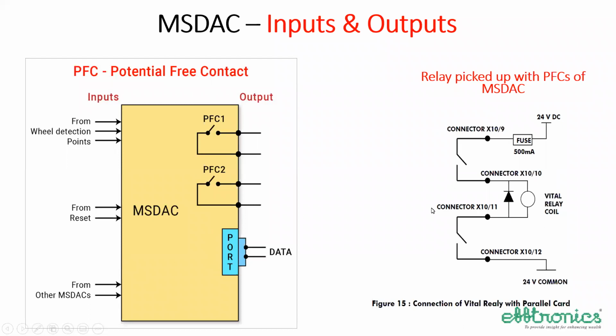We can see the circuit here, how these two potential free contacts are used. Let us say a 24 volt DC supply through a fuse is connected. These 4 dots are the connectors of the output for the MSDAC. So 24 volt DC externally through a fuse comes inside and proves a contact and comes back to the relay coil, and then the negative path also is proved. So for vital output, 2 contacts are provided by the MSDAC.